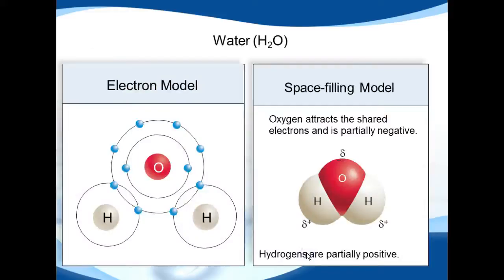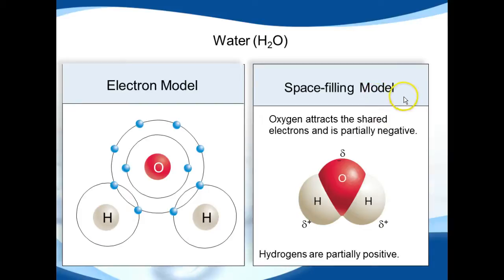So here are just two different ways that we can look at water. Over on the left is the electron model. You've seen this one before. This tells you what's happening with the electrons. Remember, we are sharing electrons here. We have a covalent bond here between the oxygen and the hydrogen, so there's 2 electrons shared here, and 2 electrons shared here between this hydrogen and the oxygen. And so each one has a stable outer shell: 8 for the oxygen and 2 for each of the hydrogen atoms.